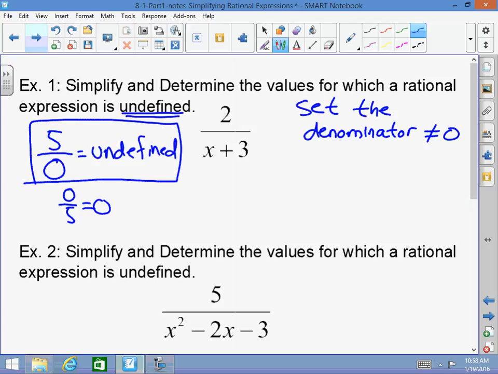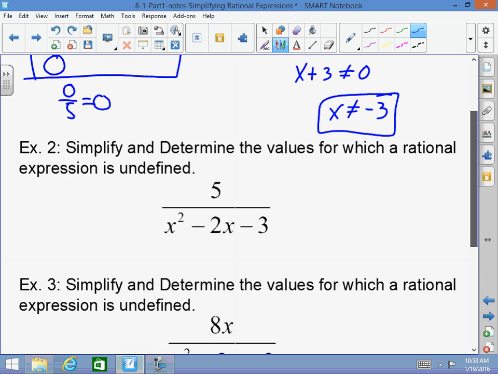So when I look at this expression, 2 over x plus 3, and I want to determine the values of x that are going to make this undefined, I just go, oh, okay, x plus 3 cannot equal 0, so x cannot equal negative 3. So what are the values of x that are going to make this undefined? Negative 3. When x is negative 3, this is undefined. That's it.